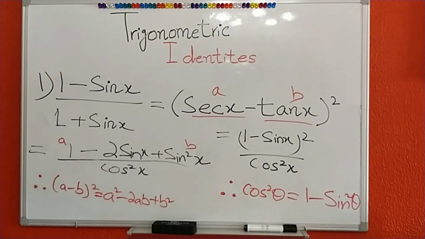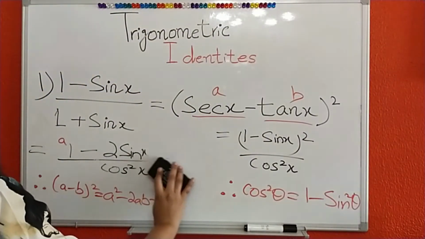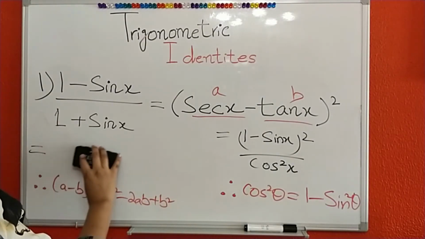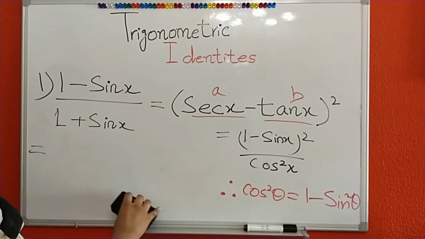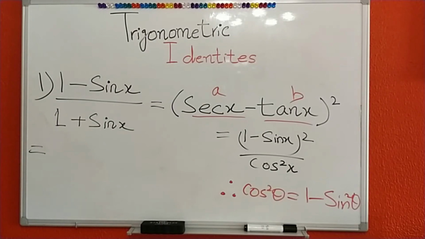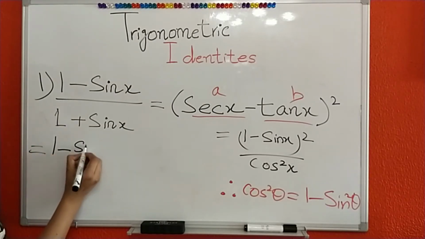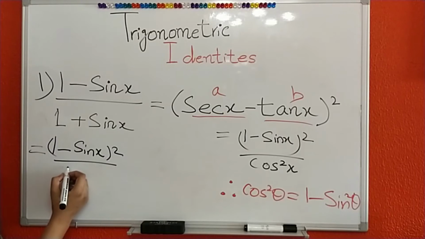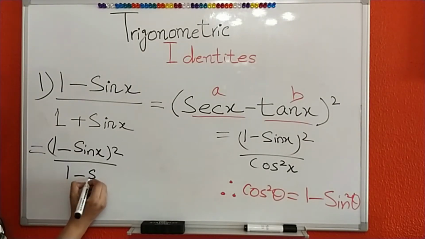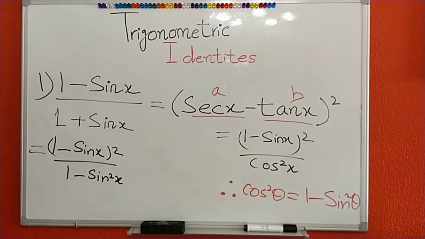Okay, so I am erasing this part. If you want to copy, you can stop my video. I am erasing this formula as well. So it is (1 minus sine x) whole square upon 1 minus sine square x.